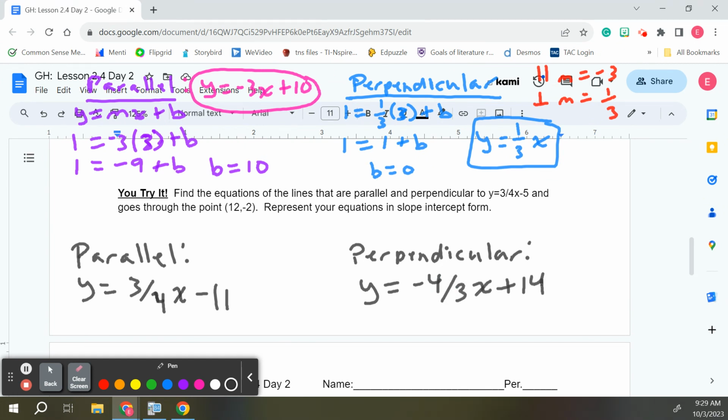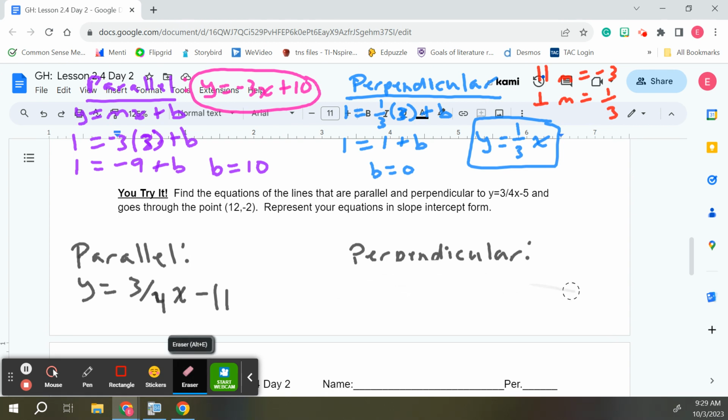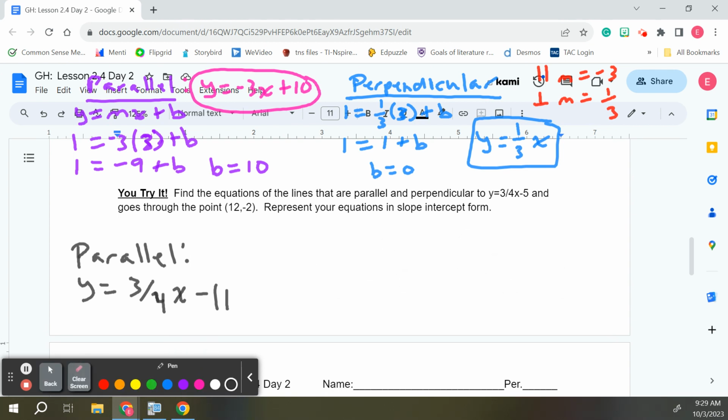Were we not confident in that answer because of the 14 or something? Or do we need to see it? Anybody? Okay. Oh, you need to see it? Sure. All right, so the slope here is definitely going to be negative 4 over 3, because it's the opposite reciprocal.